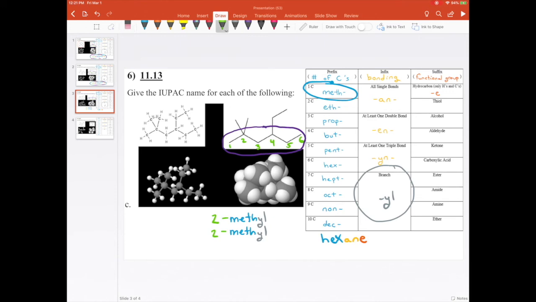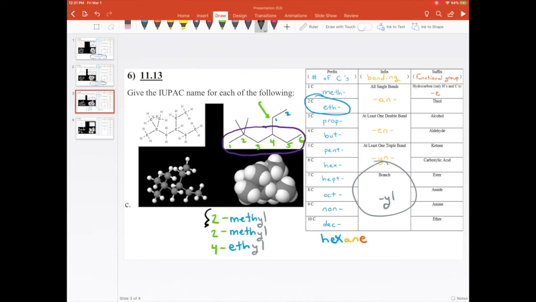Last but not least, let's name this third branch. That branch is connected to carbon 4. Always between numbers and letters goes a dash. This branch has 2 carbons. The prefix for 2 carbons is eth. And because this is a branch, immediately after that prefix comes the suffix YL.